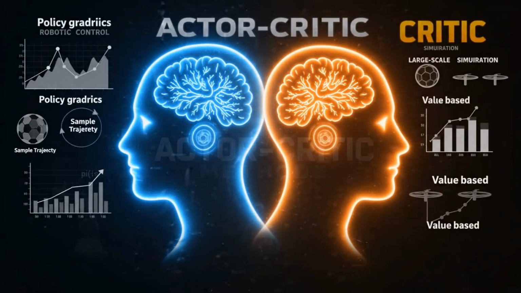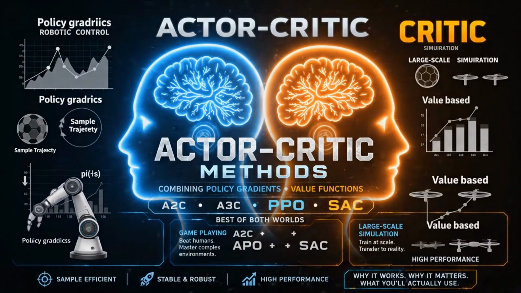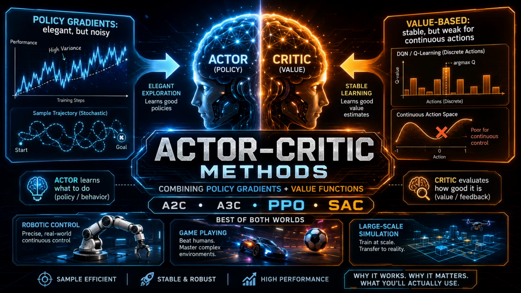Hey everyone, welcome back. If you've been following along with reinforcement learning, you've probably hit a wall at some point. Policy gradient methods are elegant, but they're noisy. Value-based methods like DQN are stable, but they can't handle continuous action spaces well. So what do you do? You combine the best of both worlds.